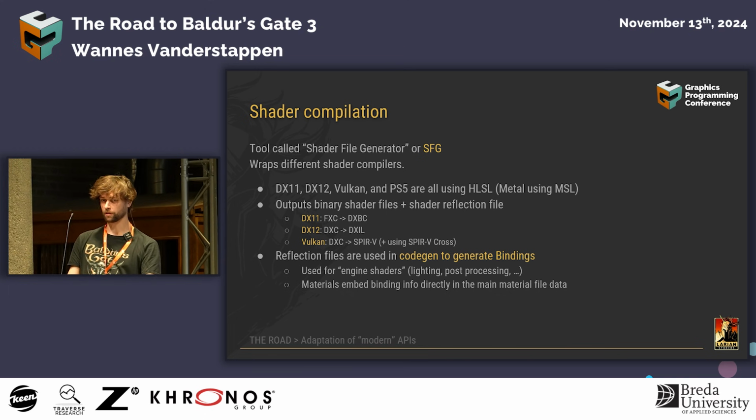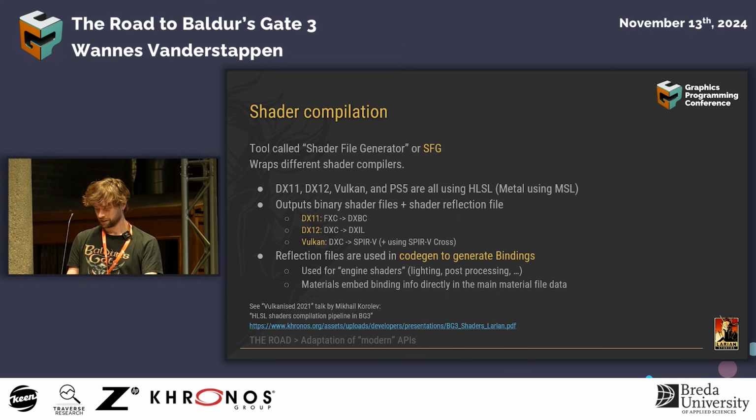So we have a lot of materials. We have a node graph-based system, and our artists, I think they created around 500 or 600 different materials, so that's a lot of shaders, a lot of PSOs. But if you want to know more about how these bindings are generated, there's a Vulkanized 2021 talk by my colleague Mikhail, who worked on this. So yeah, you can go to this link if you want to know more.